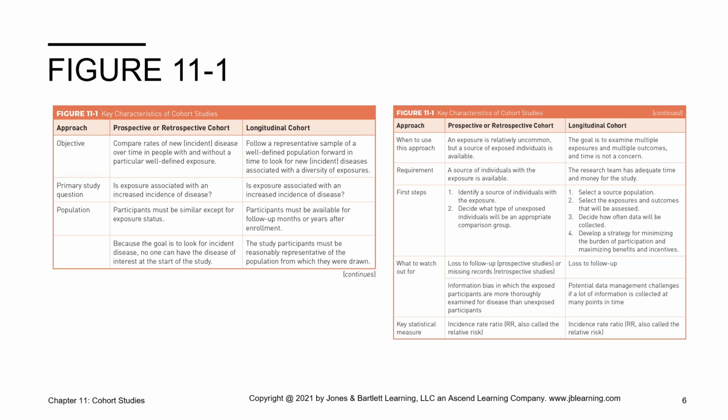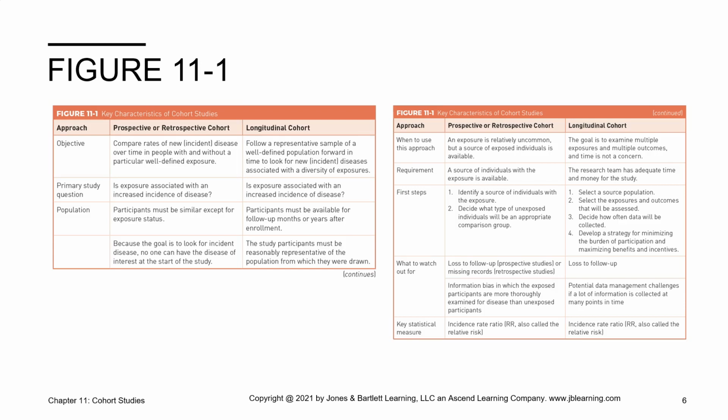Figure 11.1 has some key characteristics of cohort studies. So what is the objective here? The objective of a prospective or a retrospective cohort study is to compare the rates of new or incident disease over time in people with and without a particular well-defined exposure. Now, if you're doing a longitudinal cohort, the objective is to follow this sample and look to see if new diseases are associated with a diversity of exposures. And we'll talk a little bit more in the upcoming slides about the differences between these different types of designs.